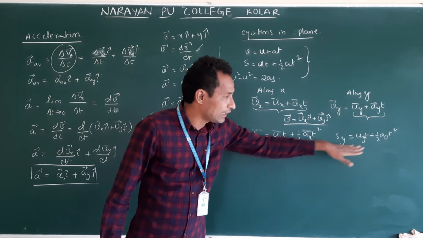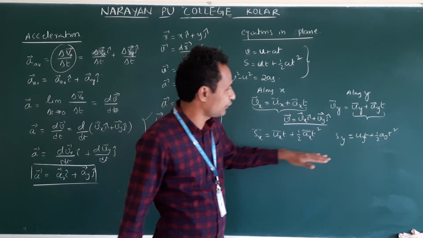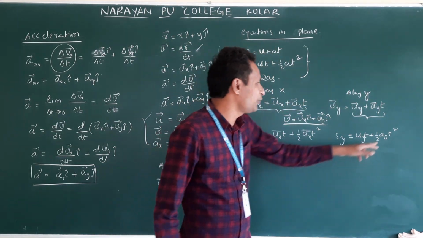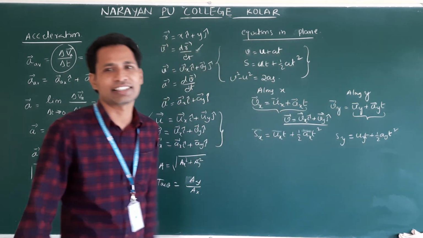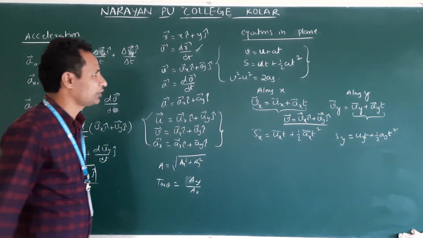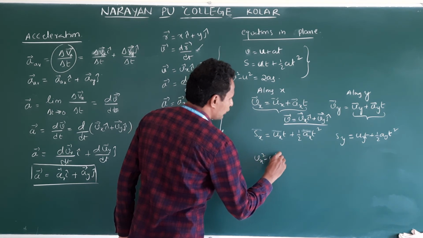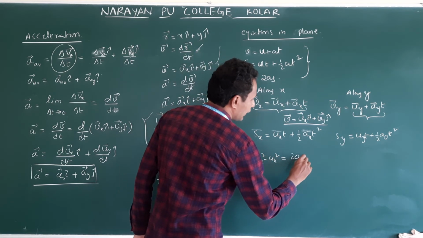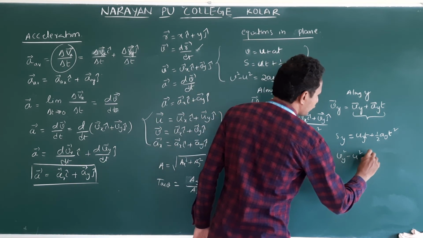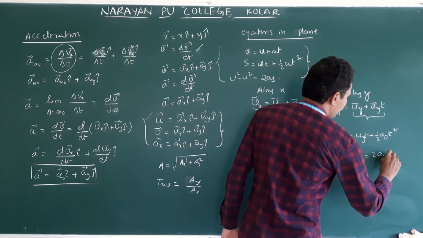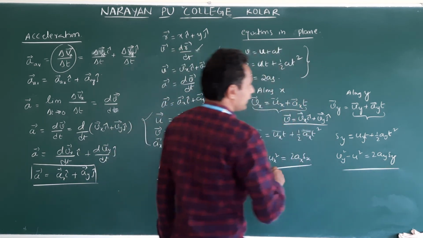All values we will take along the direction. If x, all we will take along x. If y, all we will take along y. Time we don't take as tx, ty. Understand? Time will not change along x axis or y axis. Time remains the same. And the final third equation, how do we write? Vx square minus ux square is equal to 2 ax sx. And this is vy square minus uy square is equal to 2 ay sy. This is along x direction, this is along y direction.